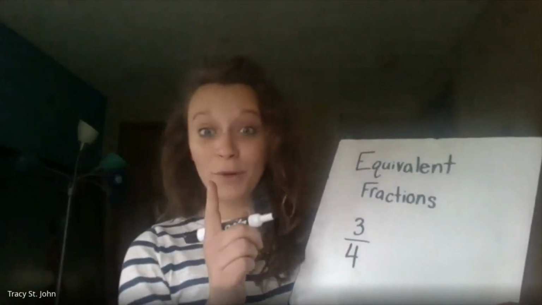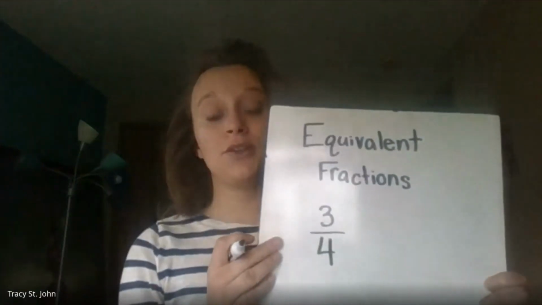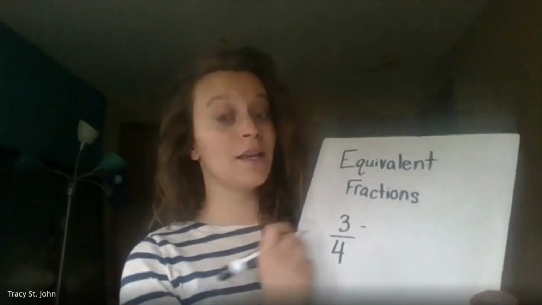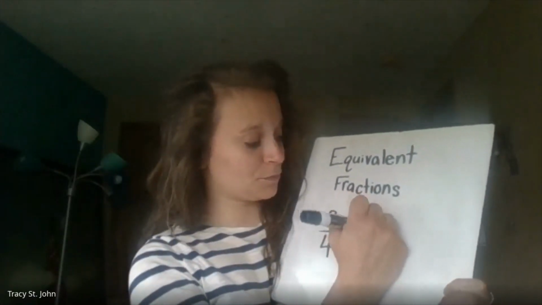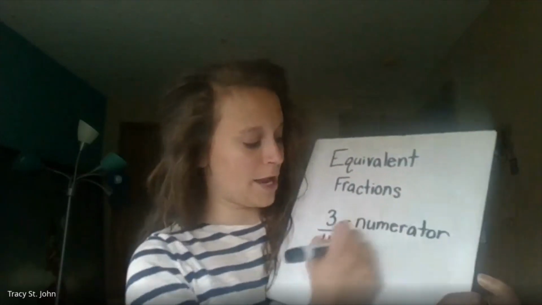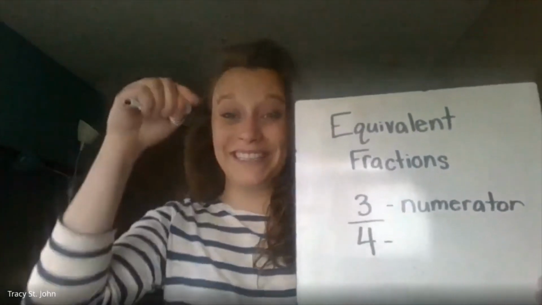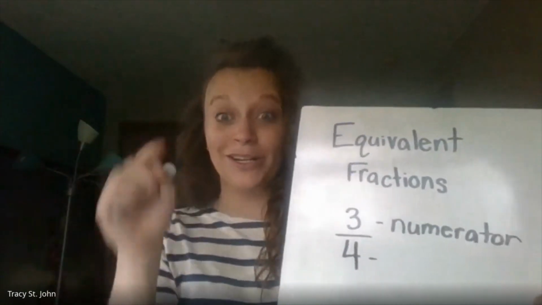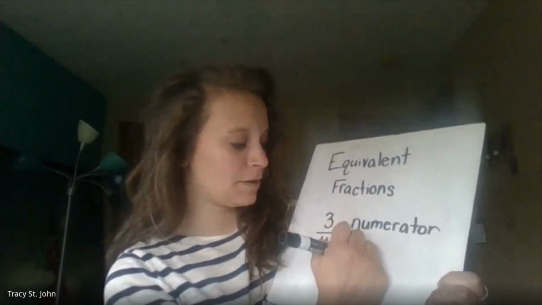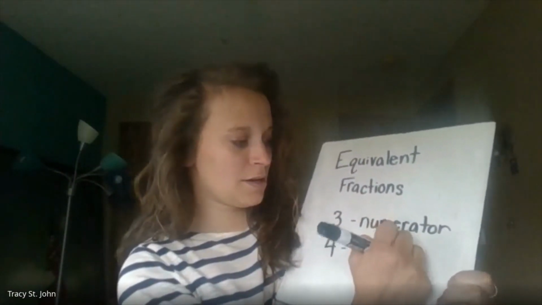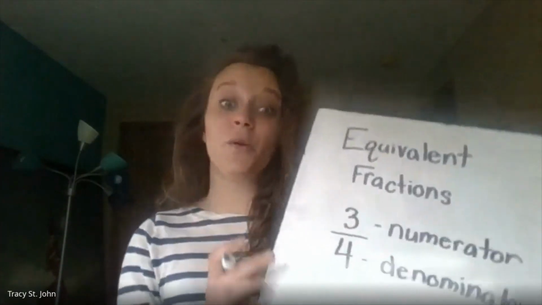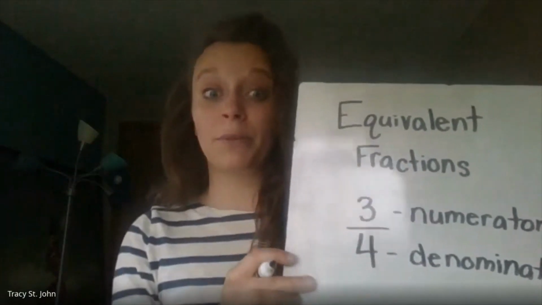So a couple quick things first. When we look at a fraction, we need to know what the two numbers are called. So our top number is called the numerator. And our bottom one, the one that's down, we say denominator, down, down, down. We know the denominator is on the bottom. So we need to know our numerator and our denominator when we're finding equivalent fractions.